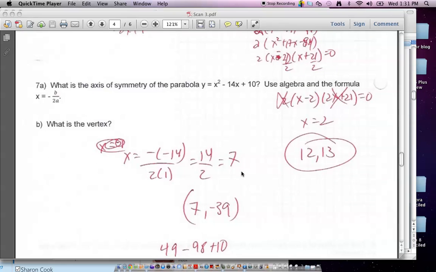7a, just to me, this is the kind of thing that the Common Core asks because they want to bust chops and see if you know this tedious little point about how the axis of symmetry is x equals negative b over 2a. They will not give you that formula on the Regents. You have to know that.